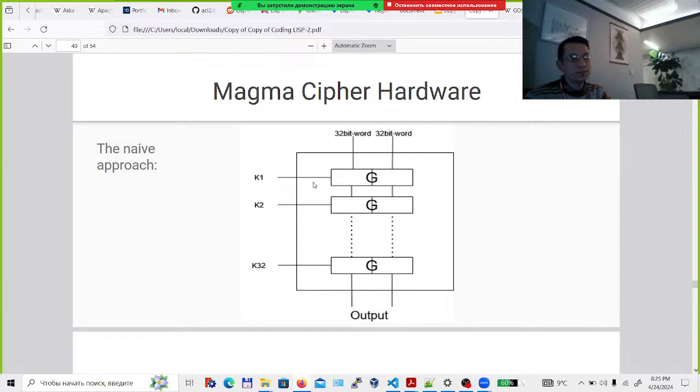In this particular situation, the keys are defined as constants. But the order of those keys is just opposite. For encryption, we go from the first to the last, and for decryption, we go from the last to the first.